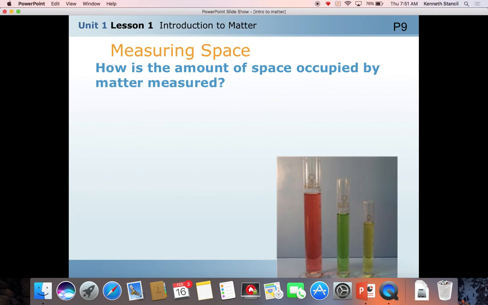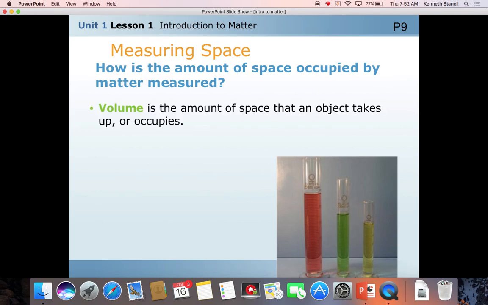How about the amount of space occupied by matter measured? How is that done? What if I've got an octagon-shaped rock? How can I calculate the volume of that rock? Any idea? It's really easy. Okay? Water has a density of what? 1 gram.